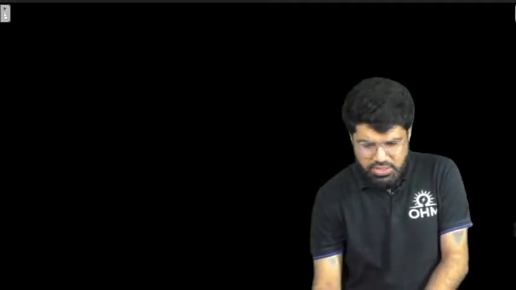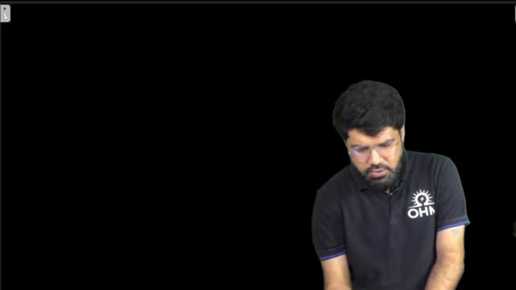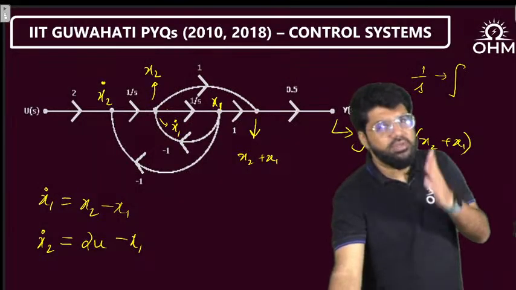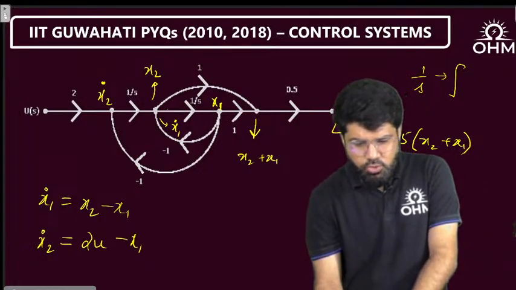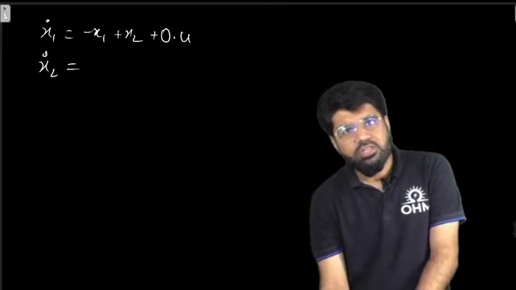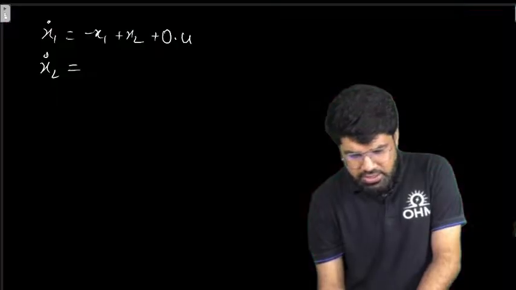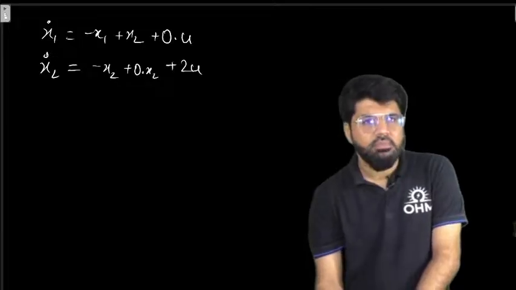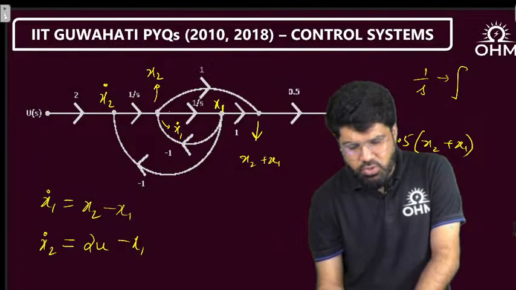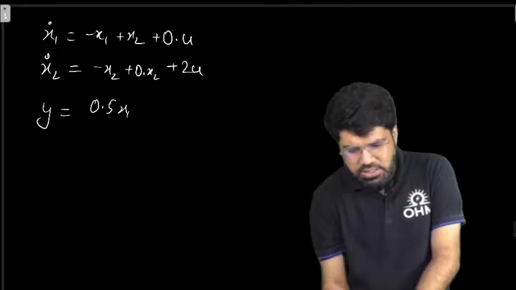Let me write down these equations when rearranged. What is the first equation? x1 dot is minus x1 plus x2. Writing it in sequence form, x1, x2 and the input term: minus x1 plus x2, plus no input term here, 0 into u. What is x2 dot? The x2 dot equation is 2u minus x1. So writing it as minus x1, there is no x2 term, 0 into x2, plus twice the input term. And the output is 0.5 x2 plus x1, or I can write this as 0.5 x1 plus 0.5 x2.